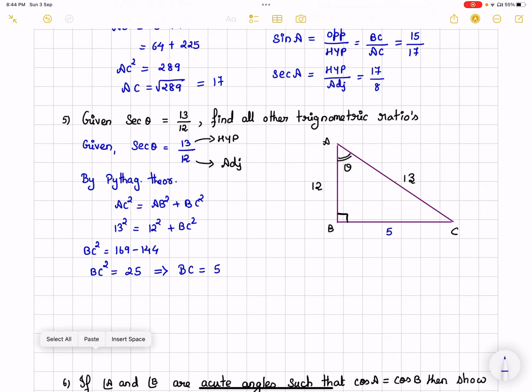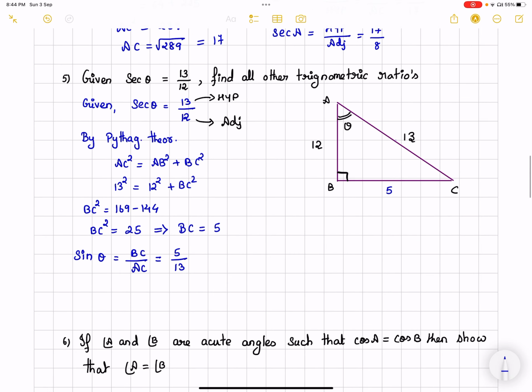Now let me start with sine. Sine theta is equal to opposite by hypotenuse. So it is going to be BC by AC. BC is 5 divided by 13. And then cos theta is equal to adjacent by hypotenuse. So adjacent is going to be AB divided by AC. You can also find it from secant itself. The reciprocal of secant is going to be cos. So it's going to be 12 divided by 13.